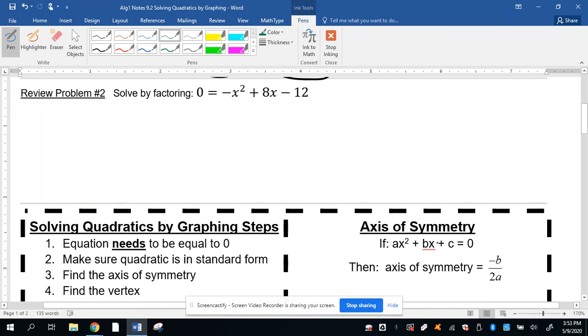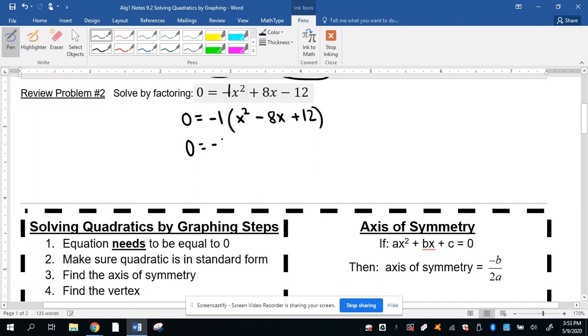First thing is it in standard form? Yes. Can I take out a greatest common factor? I actually can. I'm going to make sure that the leading coefficient is +1. So I'm going to take out -1. So factor out the -1. Basically, you have just the opposite of everything inside the parentheses.